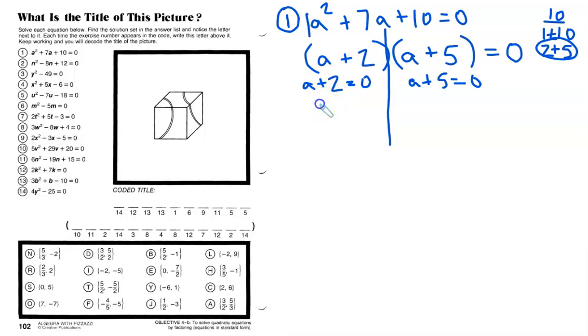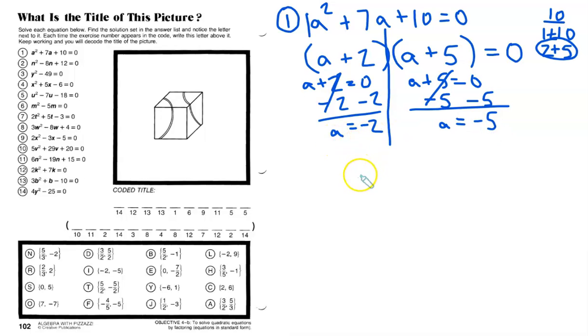Undo addition with subtraction. Zero's out, so a is negative 2. Also addition, so zero it out with subtraction. So a equals negative 5. So in this case, my solution set, and you can write it as a set, remember, a set would be the squiggly brackets like down here, is negative 2 and negative 5. It could be negative 2 or negative 5. So I come down here and I look for negative 2, negative 5. Oh, there it is, and it is I. So it looks like number 1 is I.